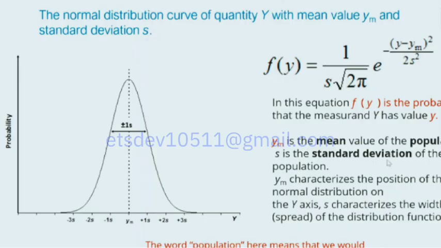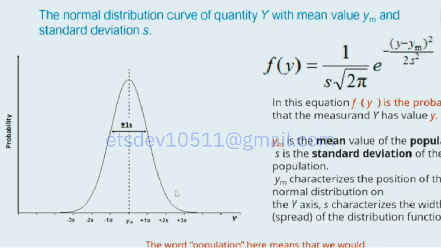Here, when we talk about population, we mean what you analyze in the lab. It could be the lead concentration, it could be the moisture or anything. In statistics, we refer to this as the population. S is the standard deviation of it, and ym is the mean of the population or the mean of your analysis. So the y-axis and the S characterize the width of the curve, that is the normal distribution. In statistics we talk about this as a Gaussian distribution, where the distribution on either side of the mean is exactly similar.